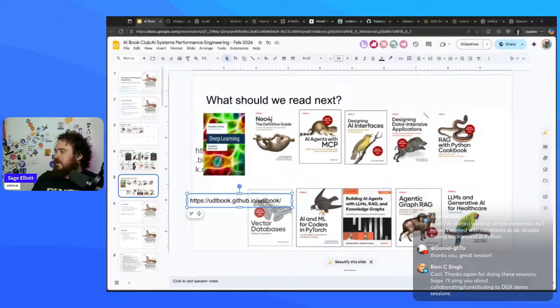And Ram said, "Cool, thanks again for doing the sessions." And Daniel said, "Thanks, great session, awesome." Thank you all for coming out.